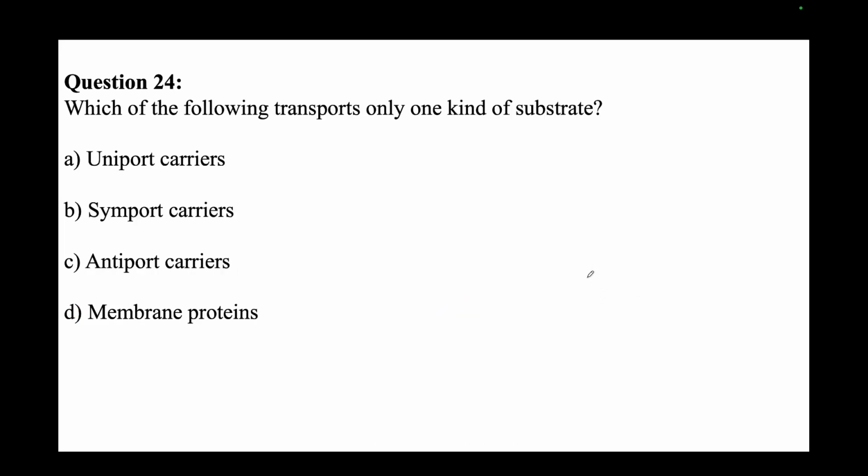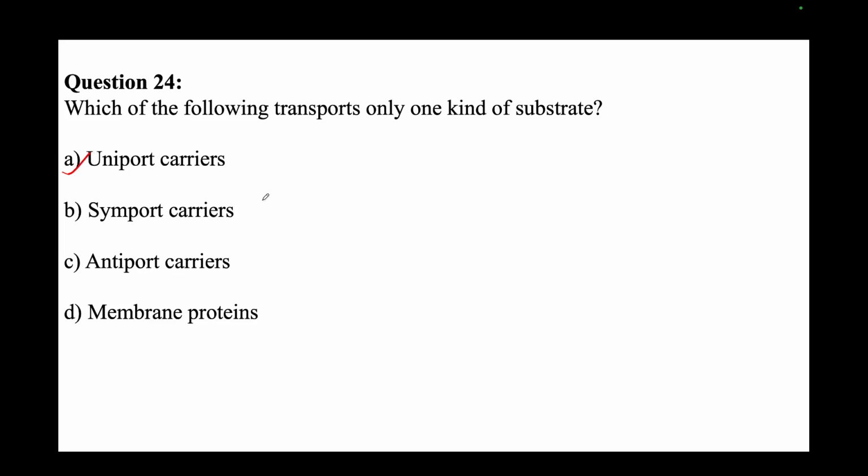Okay. Next question is, which of the following transports only one kind of substrate? Option A, uniport, option B, symport, option C, antiport, and option D, membrane proteins. Which of the following transports only one kind of substrate? What would be the answer? We have discussed uniport, symport, antiport carriers, so this is very simple. Come on, what would be the answer? Option A, yes. Very good, Manisha.